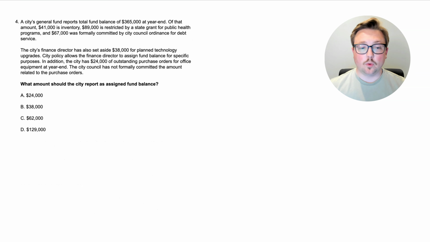Okay, here we are at question 4. What amount should the city report as assigned fund balance? So again, just the next level. Let's go up to the top.